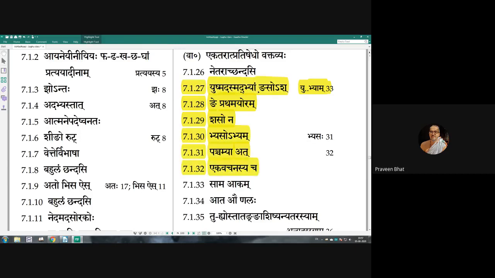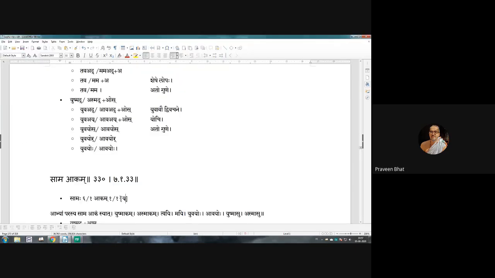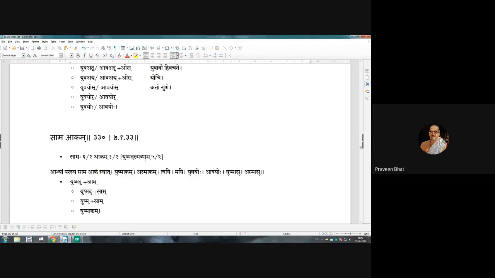Yushmad asmad bhyam. Panchami dvivachana. Parasya samaha akam bhavati. So abhyam parasya. Yushmad asmad bhyam parasya samaha akam syat. Akam is the adesha. So yushmad plus aam. When aam is added, here you will get yushmad plus sam. By what? By aami sarvanamnaha.